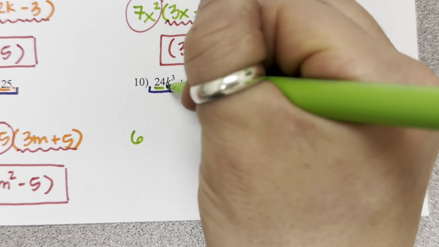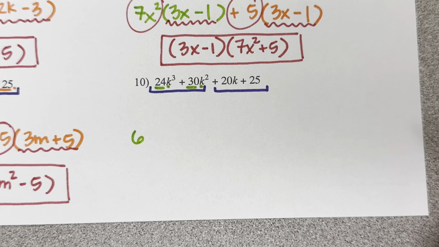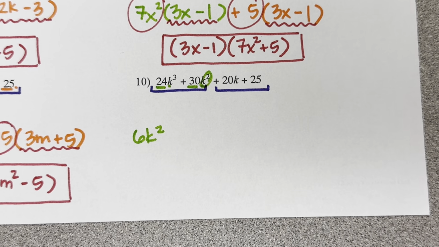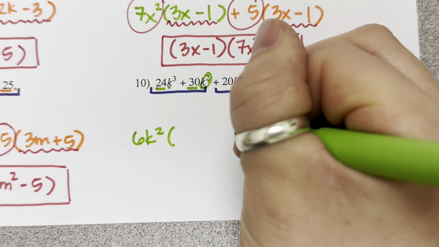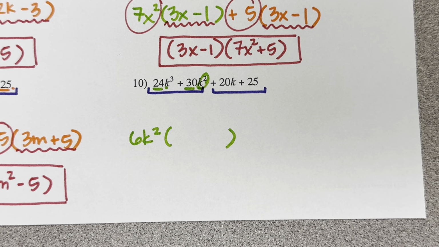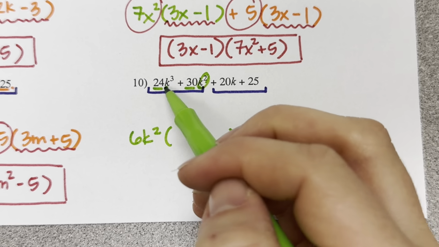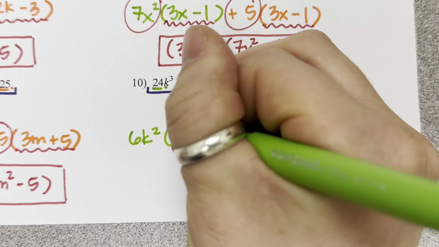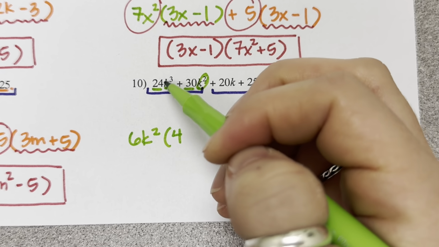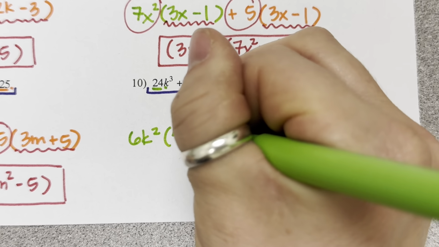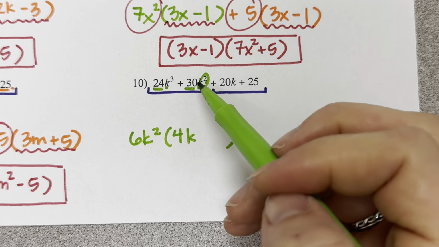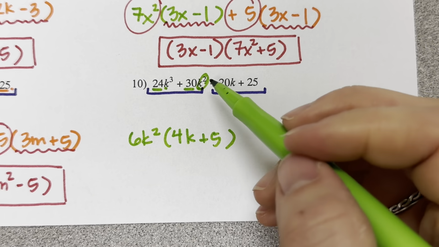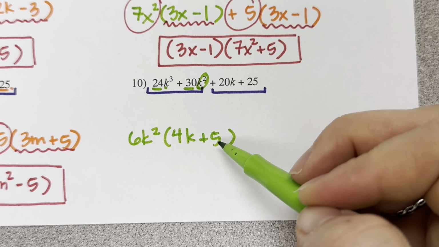Now I look at my variables, k cubed and k squared. Take the smaller amount, which would be k squared. There's my GCF out of those 2 terms. Now I need to figure out what's left inside. Divide each of these terms by your GCF. 24 divided by 6 is 4. 3 k's dividing out 2 k's will leave me with 1 k. 30 divided by 6 is positive 5. 2 k's dividing out 2 k's leaves me with no k's.